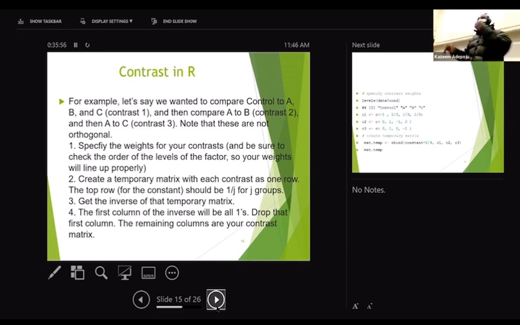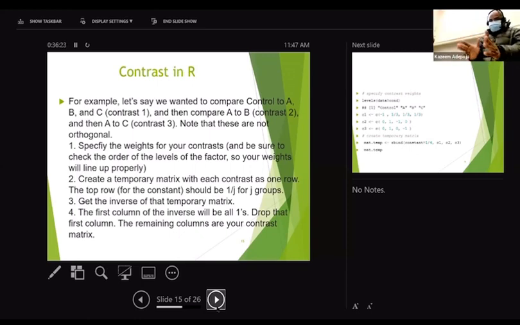Now, let us take a look at this question. For example, let's say we wanted to compare control to A, B, and C. And that is contrast 1. Now, when you take a look at this statement, from a given statement, you will be able to extract the contrast information.